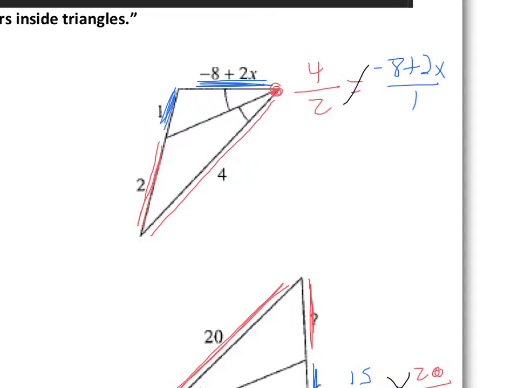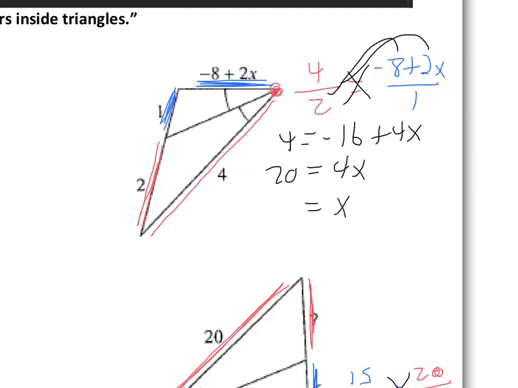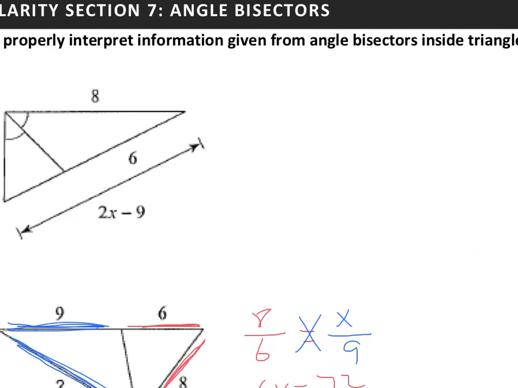Cross multiply, which brings up an interesting situation. 4 times 1 is 4. 2 has to be distributed, not to forget that, and we've shown that we can remember that now. Plus 4x, and we add 16 to both sides, and we get 20 equals 4x, divided by 4, x equals 5. Very good.